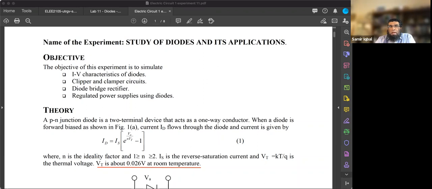So today we'll talk about diodes. A diode is a very interesting solid state device. It's a two-terminal device, and what it does is act as a one-way conductor.